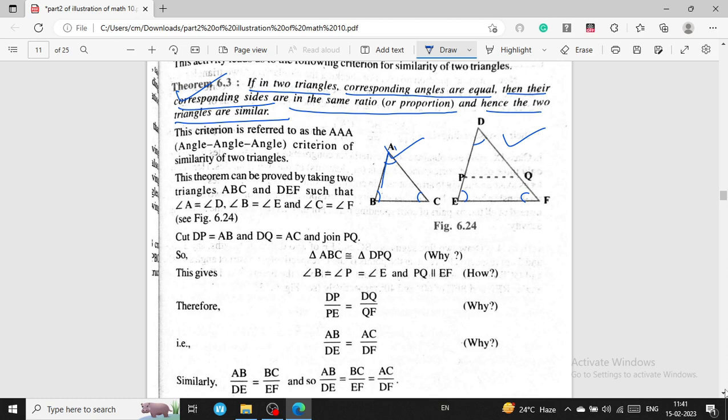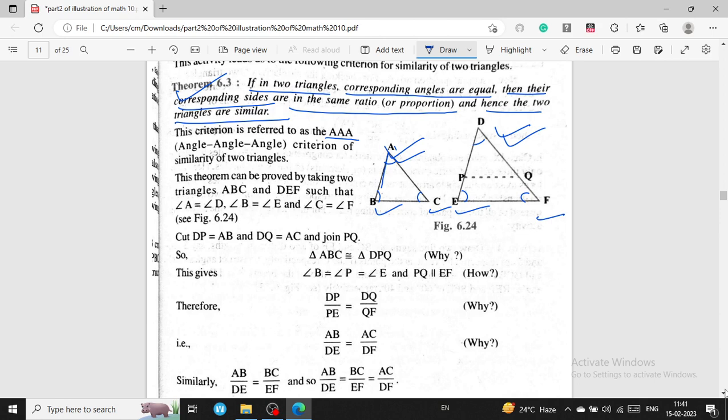This criteria is referred to as AAA, that means angle, angle, angle criteria of similarity of two triangles. And this theorem can be proved by taking two triangles ABC and DEF such that angle A is equal to angle D, angle B is equal to angle E, angle C is equal to angle F.